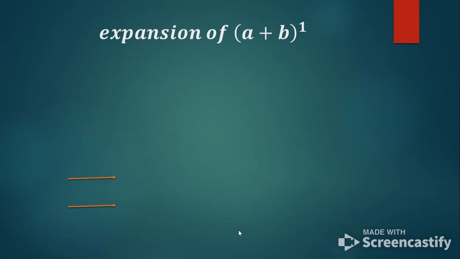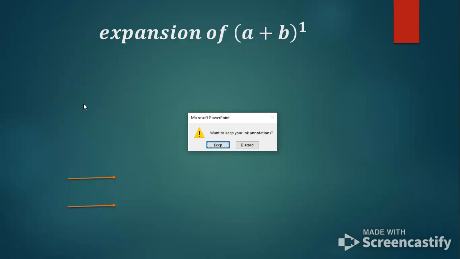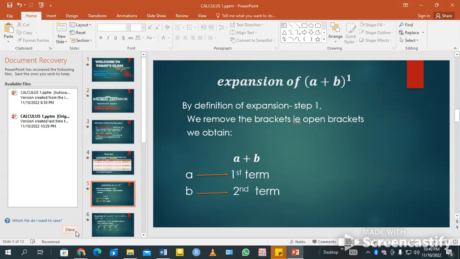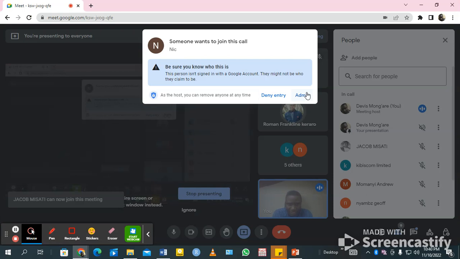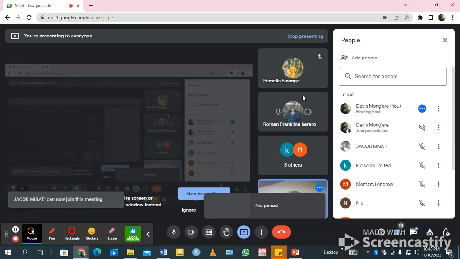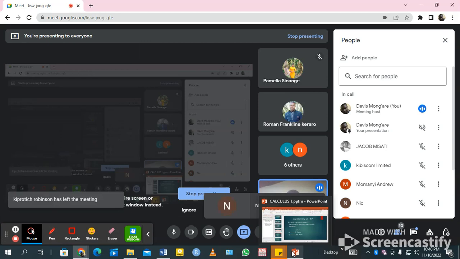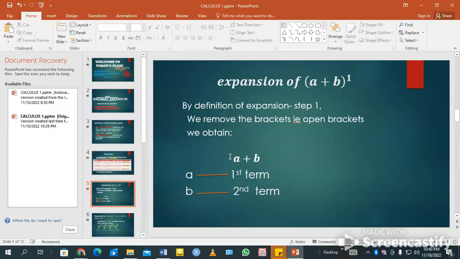Good. So let's consider an expansion of a plus b. You can allow me to add some students here who are joining us late to our class. Good. So this is Nixie. Yes, Nixie, come to our class. Yes, join us. So Nixie is joining us.